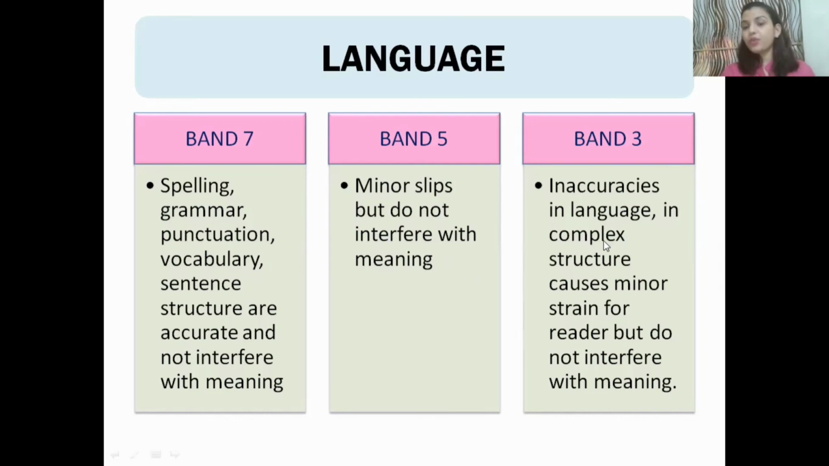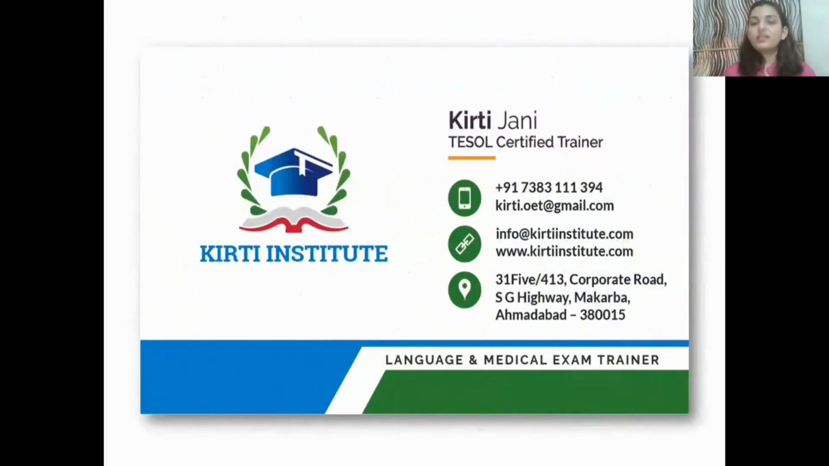Band 3 says inaccuracies in language and complex structure cause minor strain for the reader but do not interfere with meaning. So here you are using grammar correctly, and it does not interfere with meaning, but there are still inaccuracies in language and in complex structure. Sometimes when I say to use complex structures, students purposefully try to fit a complex sentence in to show their ability to use it. But if it does not naturally fit into the story, you should not use it. So try to be natural and simple in your writing. All right, so this is all about the writing assessment criteria.